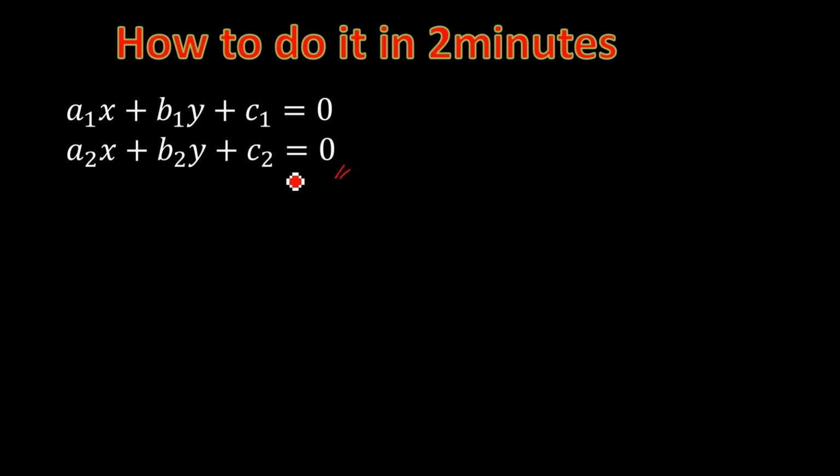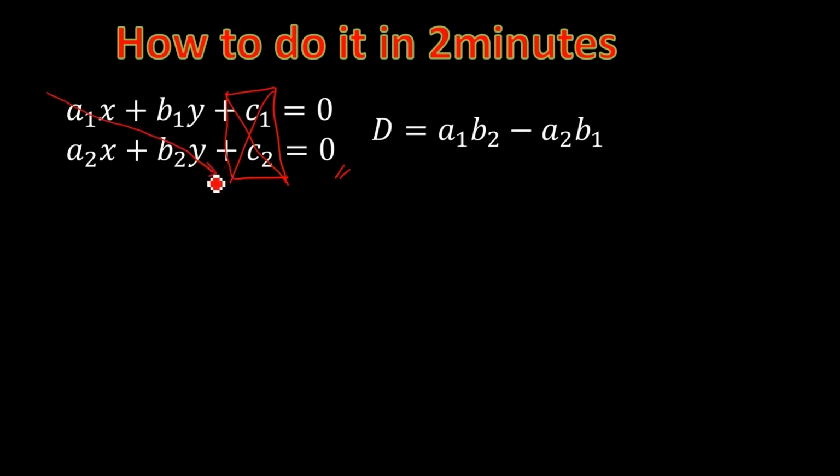First, when you are trying to find d, we need to work with the x and y coefficients. So we will hide the c term with your finger, so that you cannot see this term. You need to write in this direction. Always remember a1 b2 minus a2 b1.